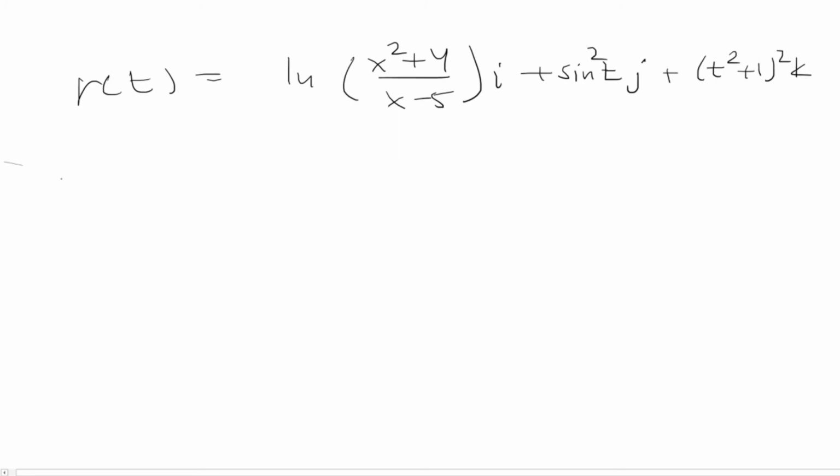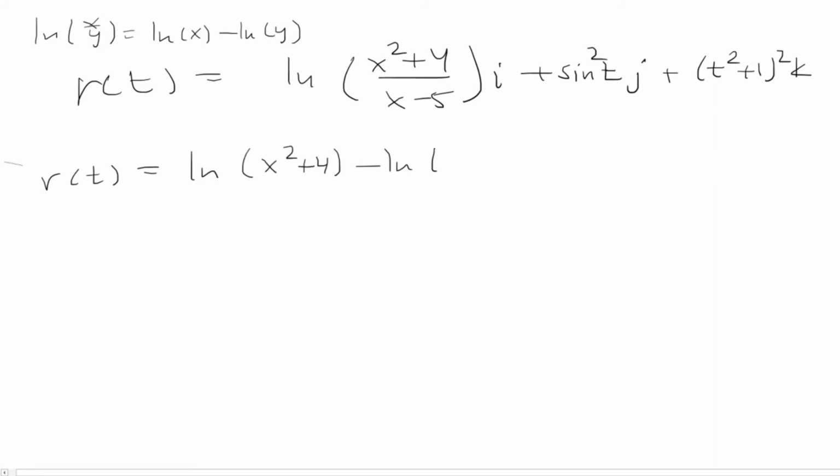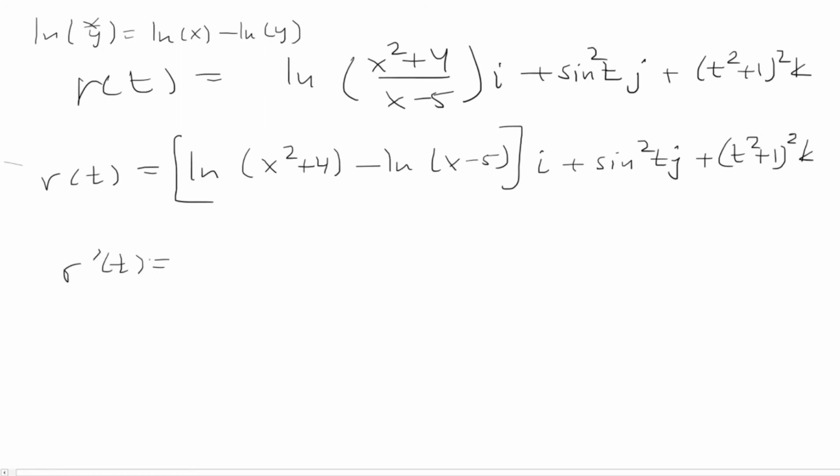But first, I'm going to make it easy by breaking this up. So ln of x over y is the same thing as ln of x minus ln of y. So in this case, the top is x squared plus 4, the bottom is x minus 5, and that's going to be for i. And then for j and k, we're just going to leave it the same. And this is just an intermediate step to make the algebra nicer. Now we can take the derivative.